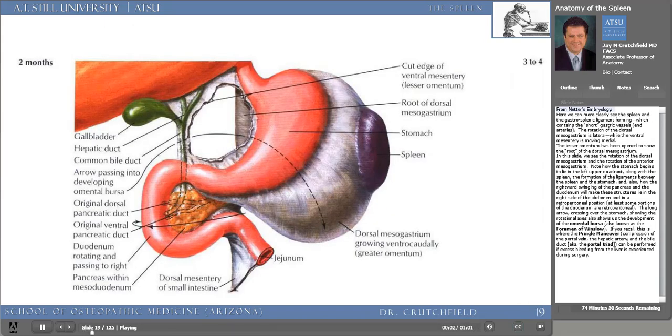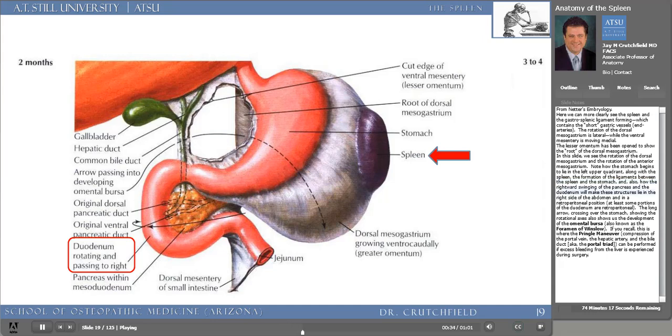In this slide, we see the rotation of the dorsal mesogastrium and the rotation of the anterior mesogastrium. Note how the stomach begins to lay in the left upper quadrant along with the spleen, the formation of the ligaments between the spleen and the stomach, and also how the rightward swinging of the pancreas and duodenum will make these structures lie in the right side of the abdomen and in a retroperitoneal position.